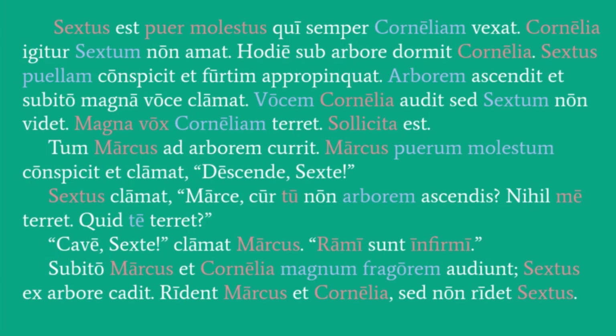And again, whenever you see the verb to be, both sides of the verb to be are in the nominative case. So in other words, you can think of it as an equal sign, right? The branches equal weak. The branches are weak. They'd both be nominative plural in this case because infirmi, the adjective, is describing rami, right? So he shouts to Sextus and he says, be careful, Sextus, right? The branches are weak. Subito, Marcus et Cornelia magnum fragorem audiunt.